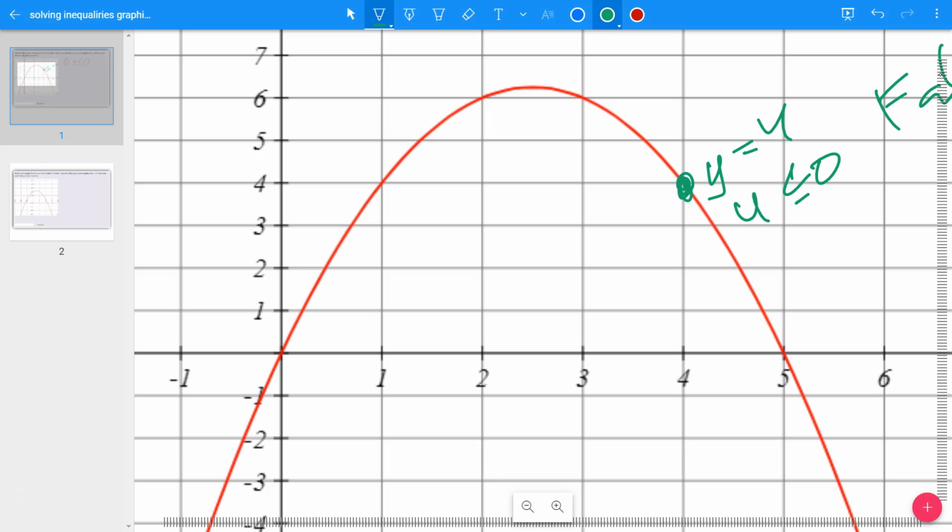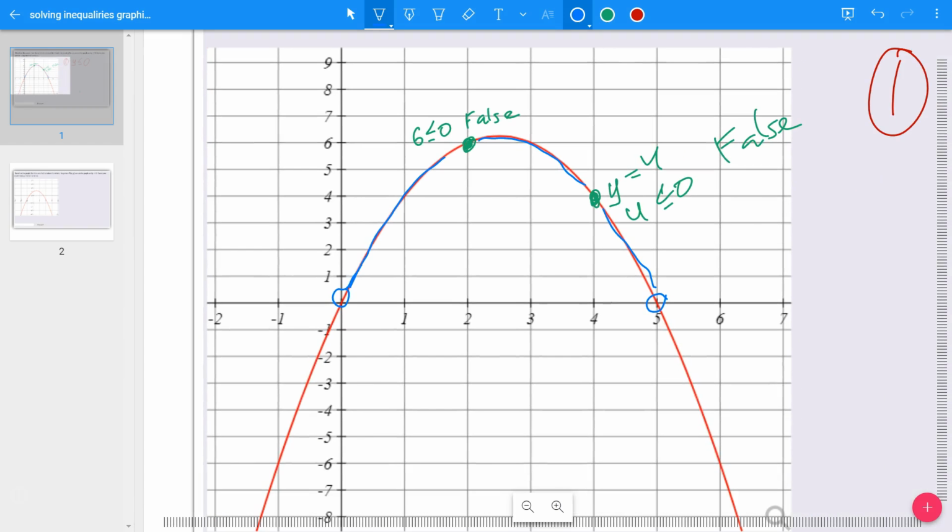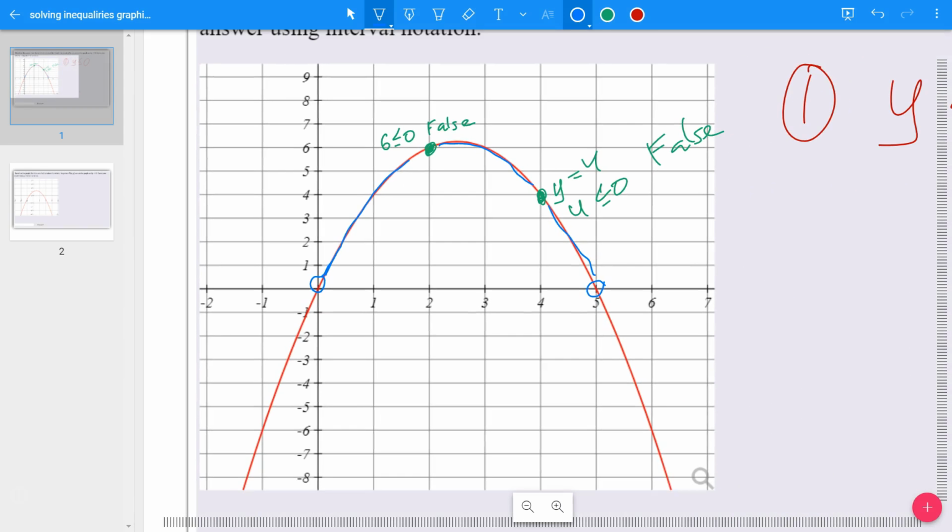You can repeat this and grab some additional points. For example, you can grab this point here. Again, you're going to see that the y coordinate is 6. Is 6 less than or equal to 0? Well, clearly that's false. It doesn't matter which point you take from that blue portion, it will not solve your inequality. It makes the inequality false. I've chosen only 2 points, but you can choose any point you want from there, and you're going to get the same false result. When that occurs, that usually tells you that the inequality is solved by the portions below the x-axis.